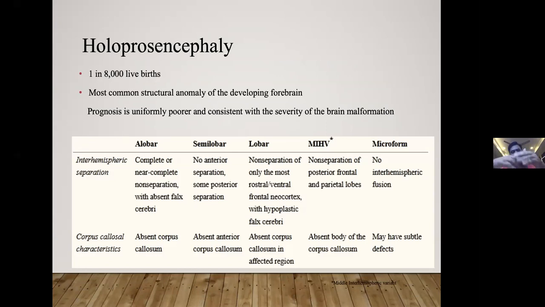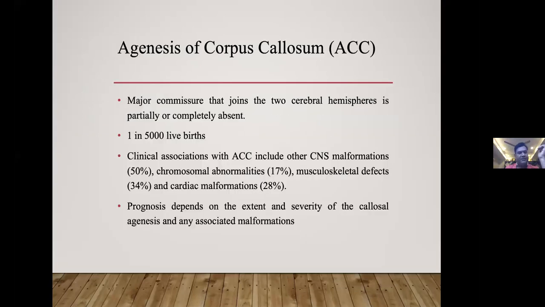So they can again be classified into alobar, semilobar, lobar, and the microforms. I think those details are not very important. Universally, the prognosis for these holoprosencephalies is not good, except for that of septo-optic dysplasia.